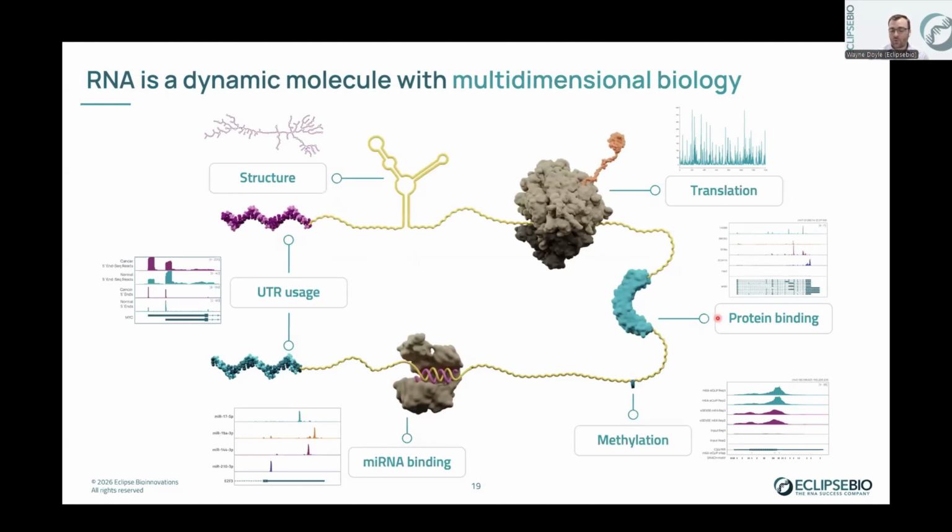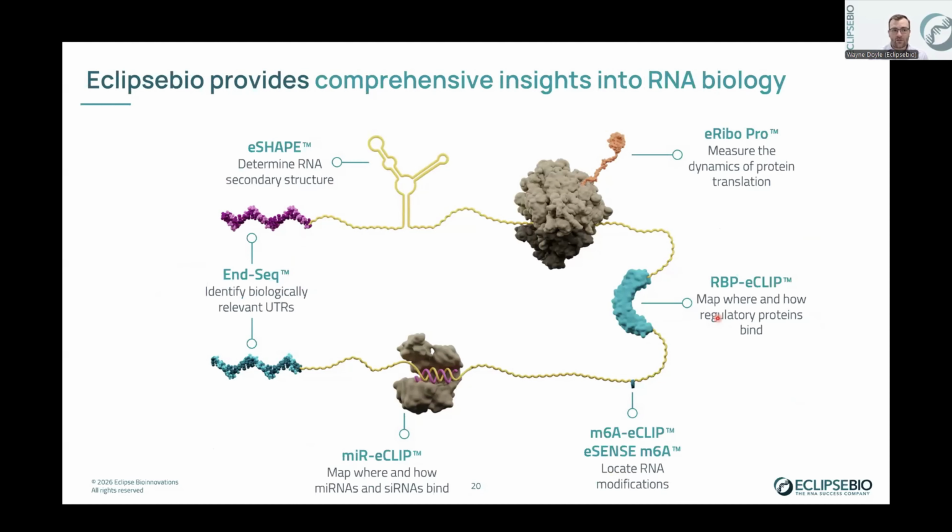And so that was a quick overview of some of our capabilities to support looking at different aspects of RNA biology. But as I mentioned at the beginning, RNA is multidimensional: structure matters, translation, microRNA binding. And we have developed a suite of assays that profile each of these different aspects. Our E-shape assay to look at secondary structure, which I showed today, as well as our eRiboPro assay, our optimized RiboSeq to look at translation, RBP-eCLIP and miR-eCLIP to look at protein binding and microRNA binding.